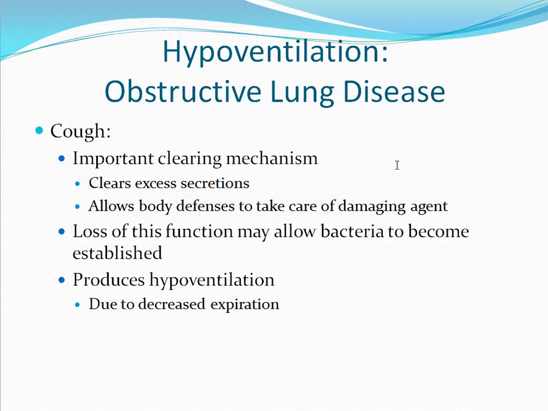We are first going to look at various examples of obstructive lung disorders, but first we need to revisit the function of a cough. Cough is a very important clearing mechanism for the lungs. It acts to clear excess secretion, and it also allows our body's defenses to take care of the damaging agent. When one loses this clearing function, it may allow bacteria to become established, resulting in acute bronchitis. It also can produce hypoventilation due to a decreased ability to expire. This can result in smaller FEV1 ratios.